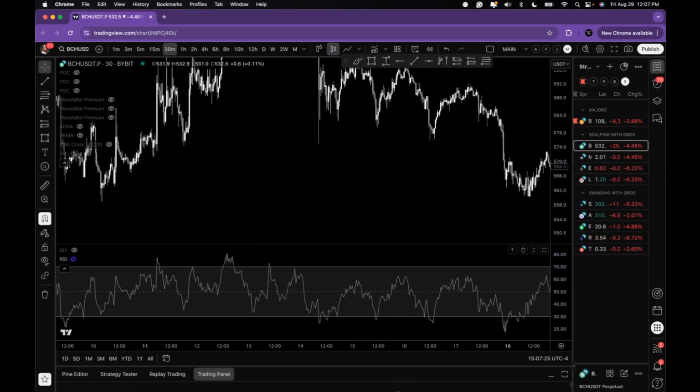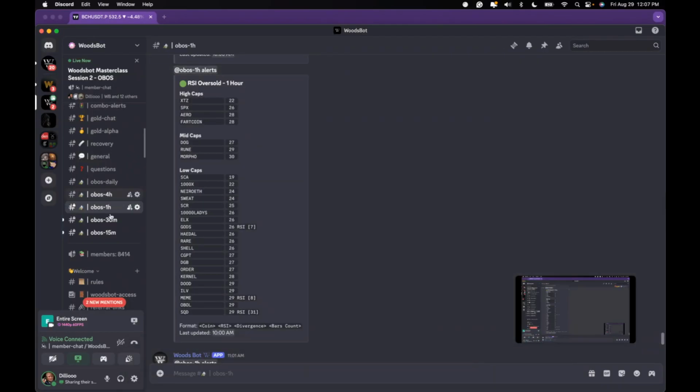So what our OBOS bot does inside the Discord, as you can see, we have 5 different ones. We have the daily, 4-hour, 1 hour, the 30-minute, and the 15-minute. On the respective time frame, whether that's the daily, 4-hour, whatever, every time a 4-hour candle closes or a 1-hour candle closes, you will be updated in here with an alert.